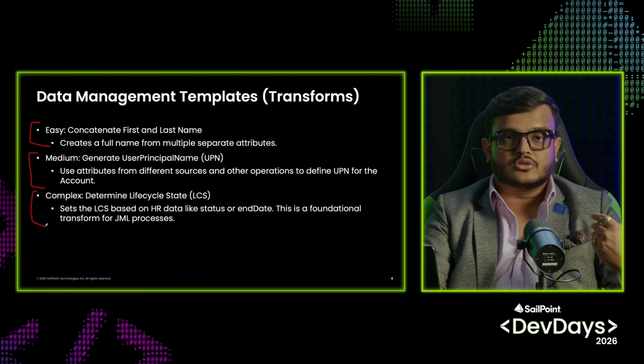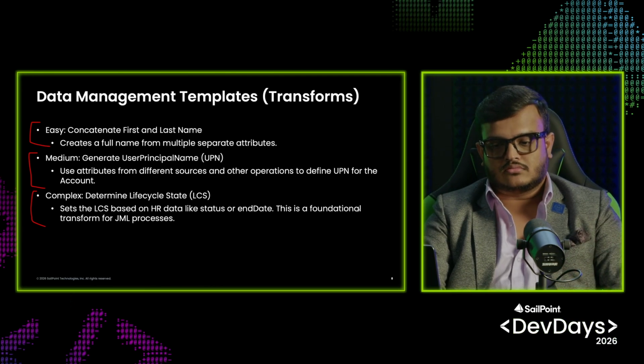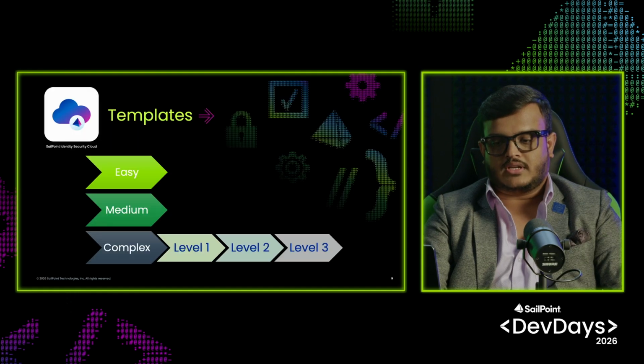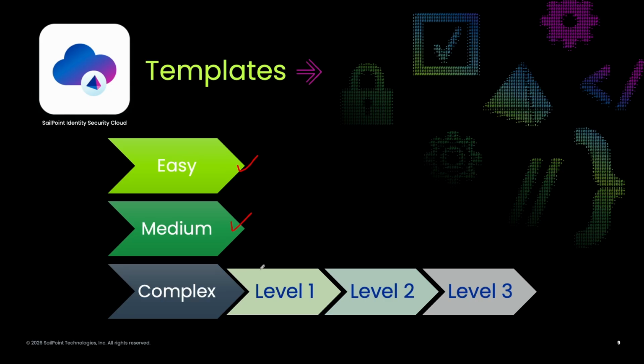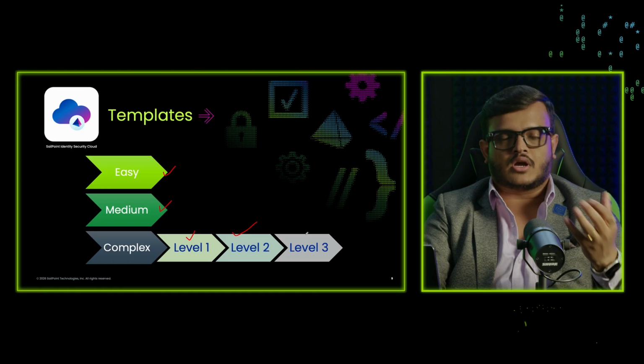We'll talk about different levels also. So for easy, we just have one. For medium, we have one. But for complex, the LCS, which is the most common use case for transforms, we have three. We'll keep increasing the complexity, from the most basic definition of how your LCS is calculated, to a bit more complex scenario, and the most complex scenario where there are a lot of things you need to take into account.